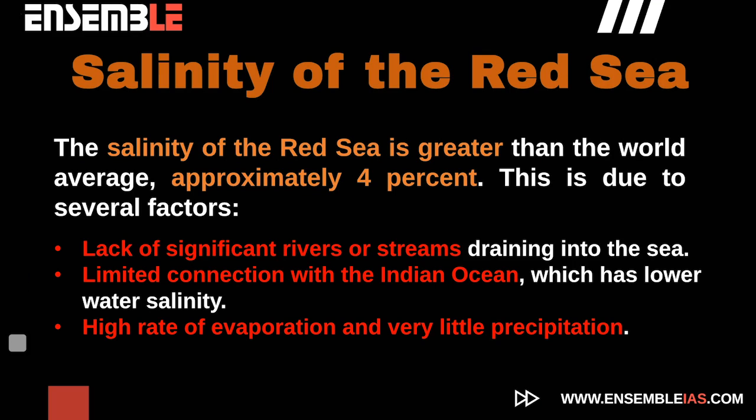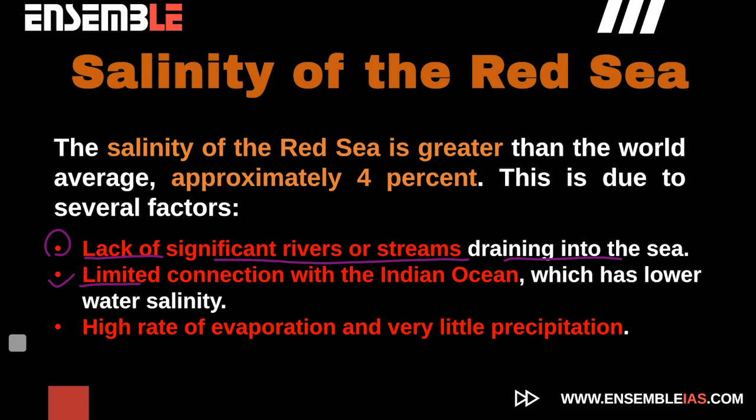There is an information that the salinity of the Red Sea is greater than the world average, approximately 4% higher than the average salinity of the world ocean. What are the factors behind that? Number one factor is the lack of significant rivers or streams draining into the sea. Since this area is completely bounded by desert lands in Africa as well as in Saudi Arabia, there is no presence of any major rivers draining into the Red Sea, and therefore the salinity of this sea is high.